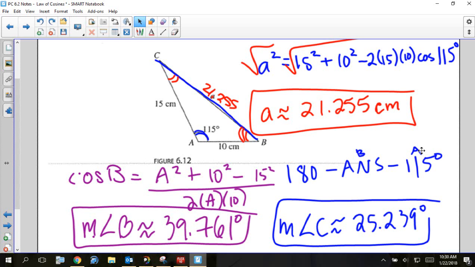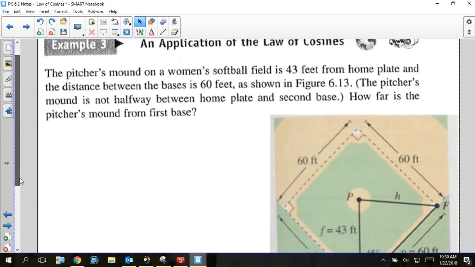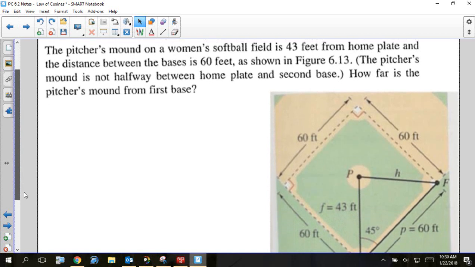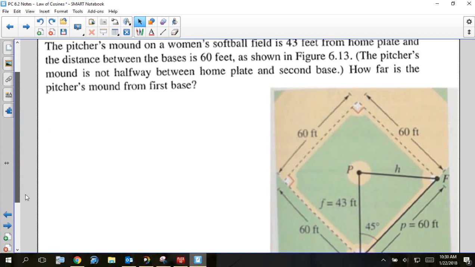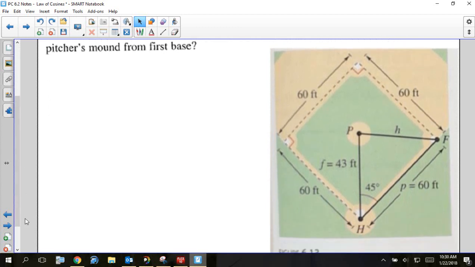Another question? All right, so we have a picture, and they're talking about the pitcher's mound on a women's softball field, 43 feet from home plate, distance between bases is 60 feet. We need to find how far the pitcher's mound is from first base. So we're finding that H value.